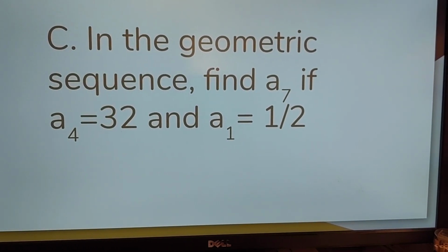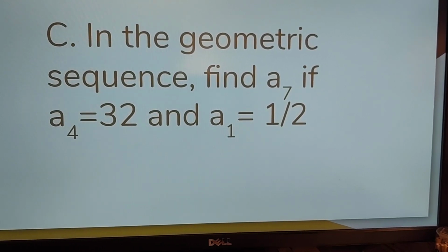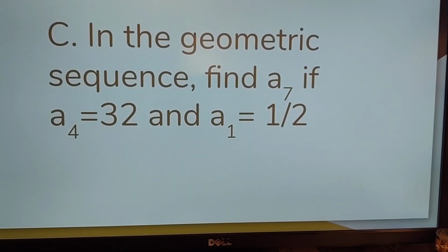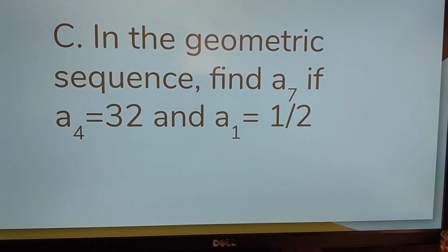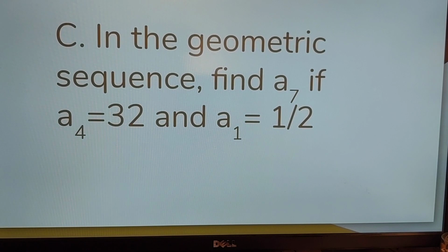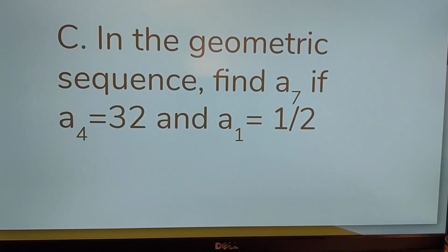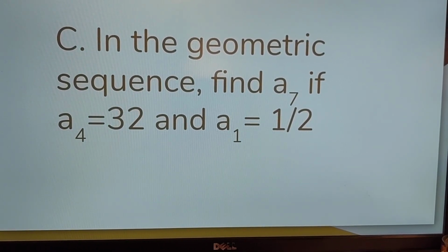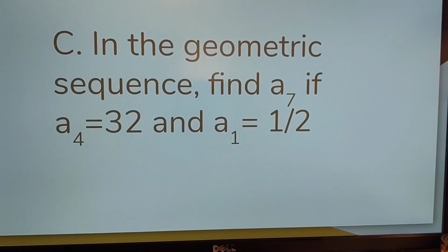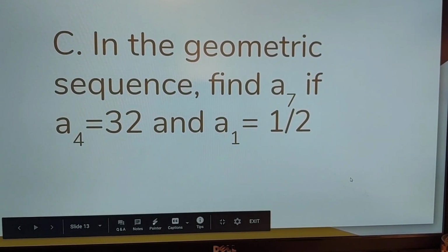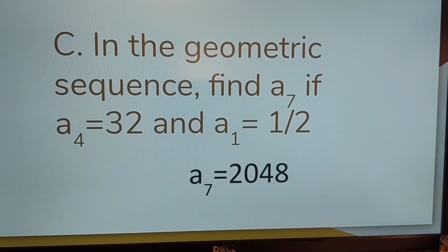All right, next one's a hard one. These are the last two. In the geometric sequence, I want you to find for me the 7th term if I give you the 4th term and the 1st term. A lot of different ways to do this one. You could figure out what r is and then go from there. You could get an explicit formula for the sequence and then plug in 7 for n. But go ahead and try this one. Pause the slide so you can finish your work because the answer is 2048 is the 7th term.